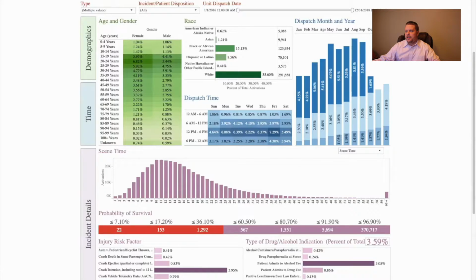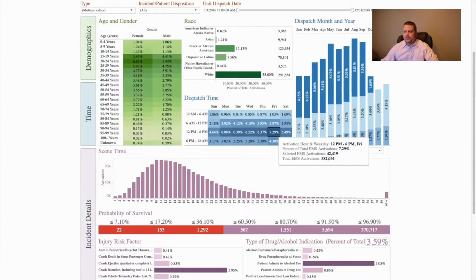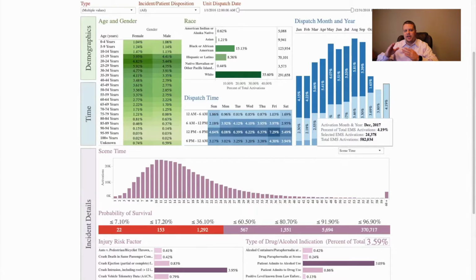Of those, the race, the majority of the patients were white, followed by Black or African American, followed by Hispanic or Latino. And of course, this is information that's input by the EMS crew. And then we find that the time where these injuries occurred, or these responses occurred the most, were Friday between 12 p.m. and 6 p.m. And then generally speaking, it seems to be that January has the least amount of calls, and then it just kind of climbs as the year goes on.